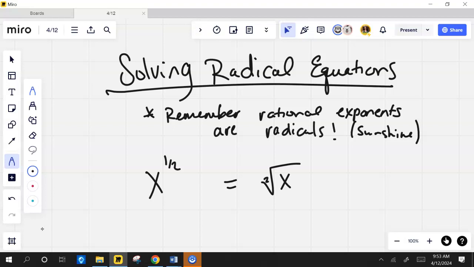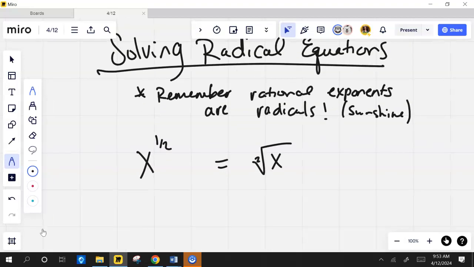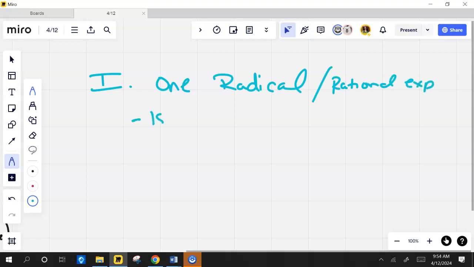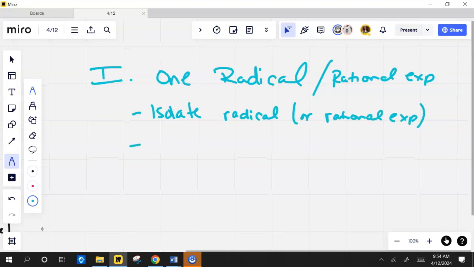All right, so let's run through some scenarios here, and then we'll do some practice. So scenario number 1 is I have this equation. Y'all know Roman numerals? We're just going to go through 2, so do you know 1 or 2 at least? All right, first scenario, 1 radical. If I just have 1 radical in my equation, or 1 rational exponent, I am going to isolate. What does isolate mean? Get it by itself. That's right. I'm going to isolate the radical or the rational exponent, whatever you have. Then I'm going to get rid of it, and I'm going to solve like normal.